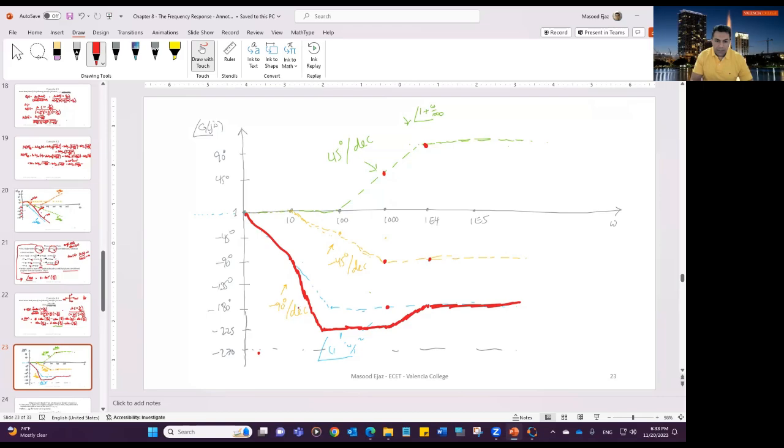So this is going to be negative 90 degrees. That's going to be negative 225 degrees. And that's going to be negative 180 degrees, yeah. And the slope is going to be 45 degrees and 90 degrees per decade, 45 degrees per decade. So negative 45 degrees per decade, negative 135 degrees per decade.